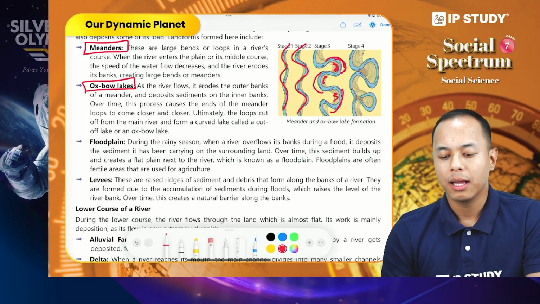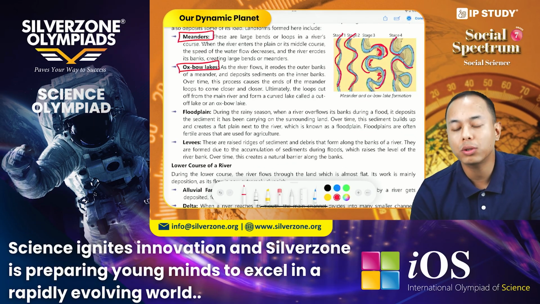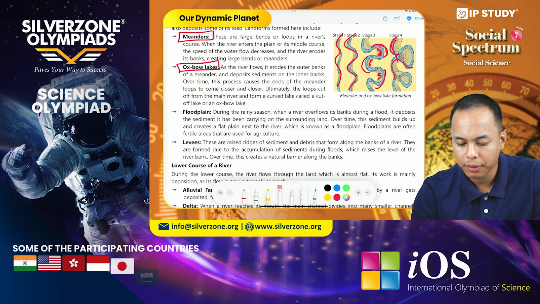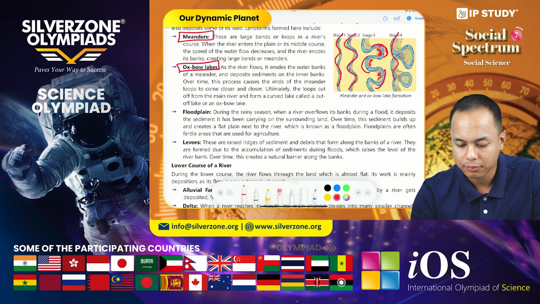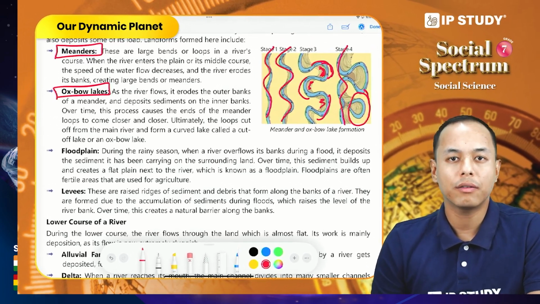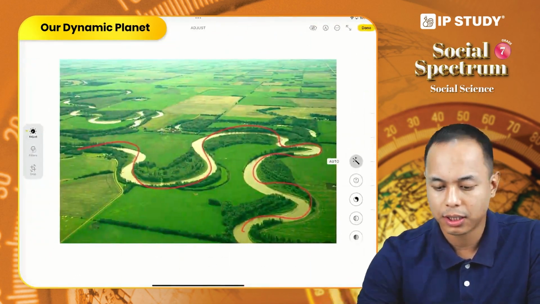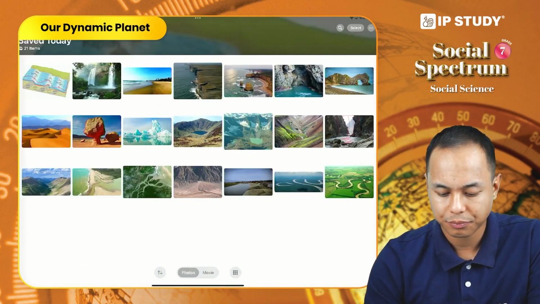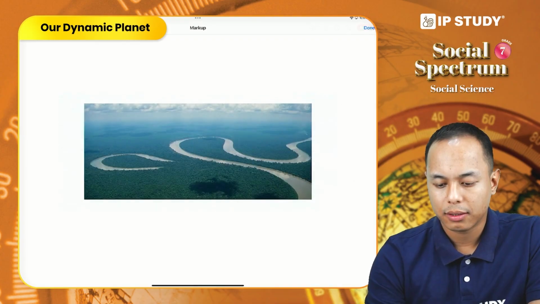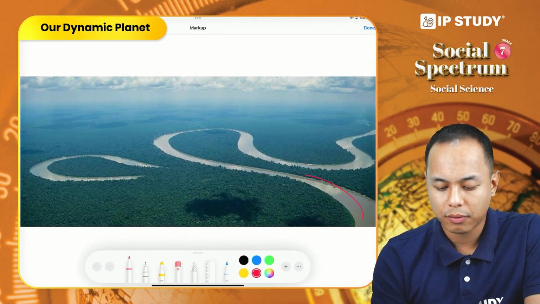As a result, these loops come closer to one another, and in course of time, these two loops join, and now the new course of the river will be like this. And the leftover loop or curve becomes a lake, and this is called an oxbow lake. We can check in the image here. See, oxbow lake. If you see here, the original path of the river was like this.